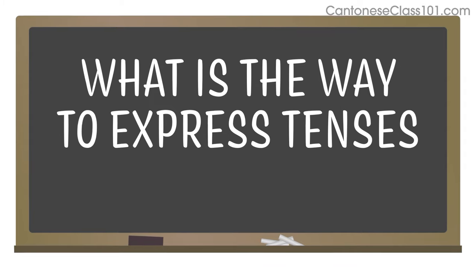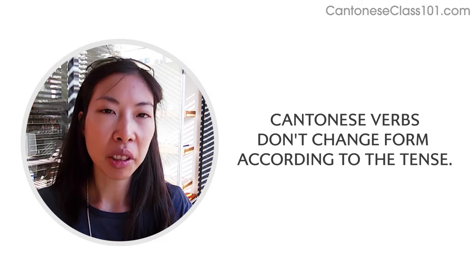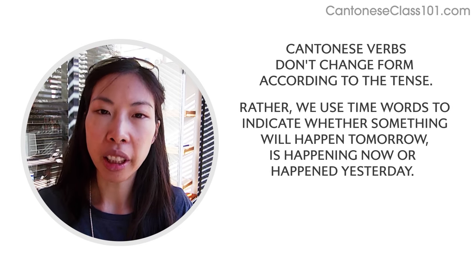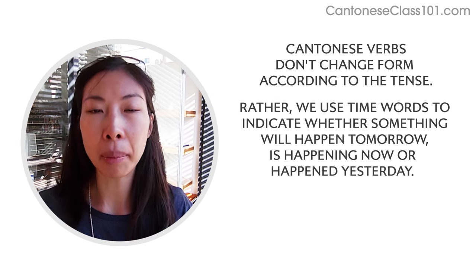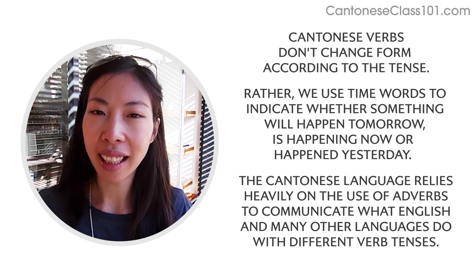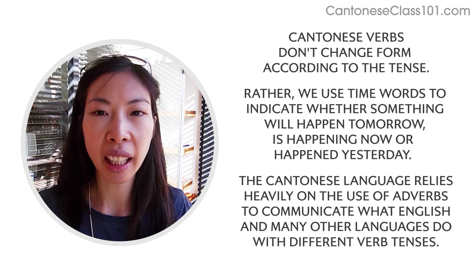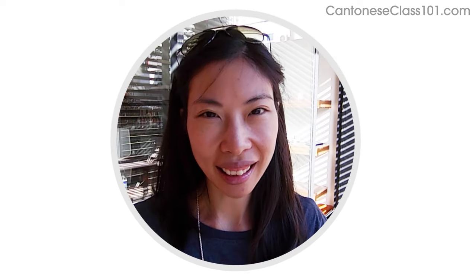The question for this lesson is, what is the way to express tenses in Cantonese? Cantonese verbs don't change form according to the tense. Rather, we use time words to indicate whether something will happen tomorrow, is happening now, or happened yesterday. The Cantonese language relies heavily on the use of adverbs to communicate what English and many other languages do with different verb tenses. Let's see this in more detail.